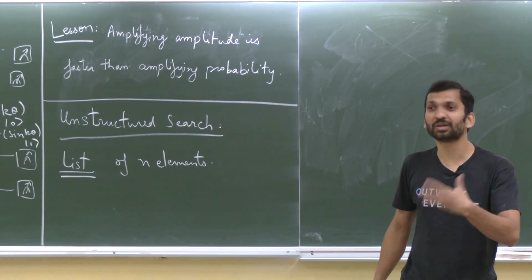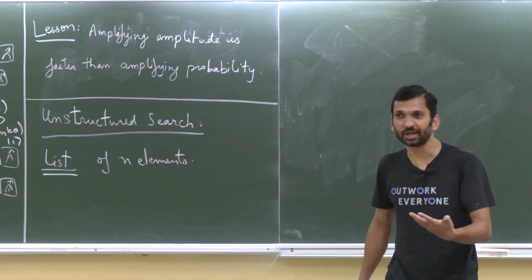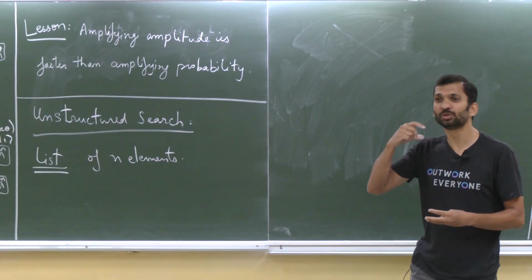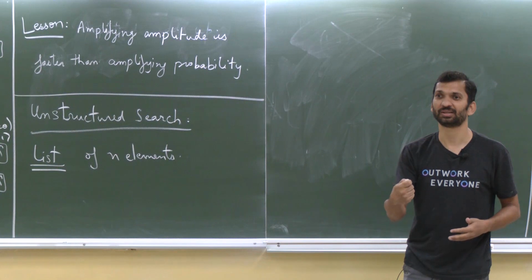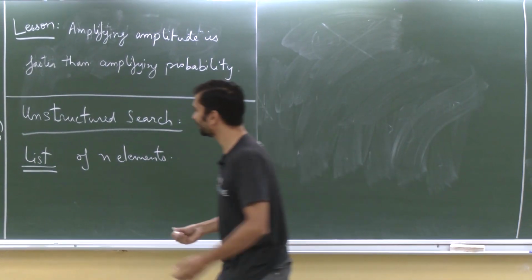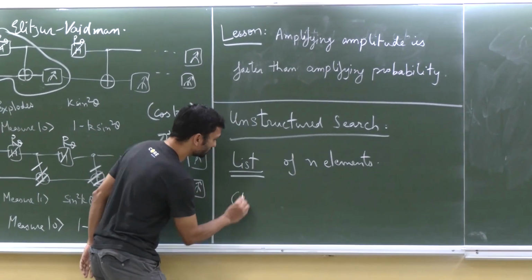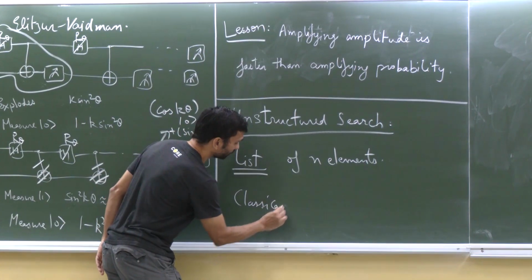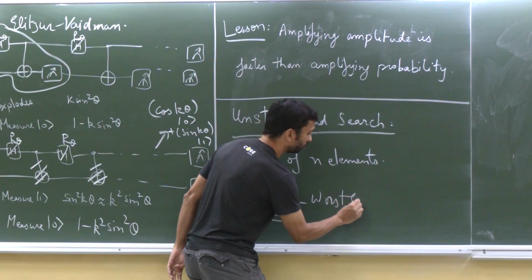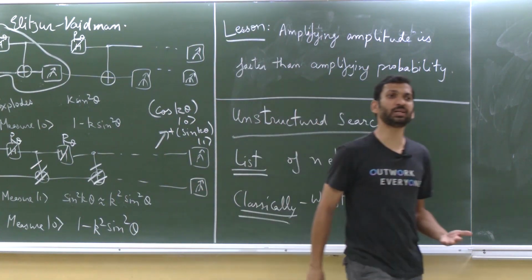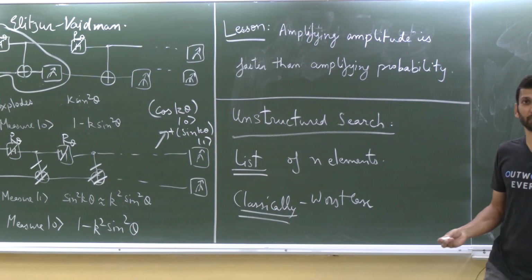An unordered, whatever you want to call it, but there is no structure present which can help you search in that. So the other way to say it is that if you want to search classically, in the worst case, you might have to look at all n elements.